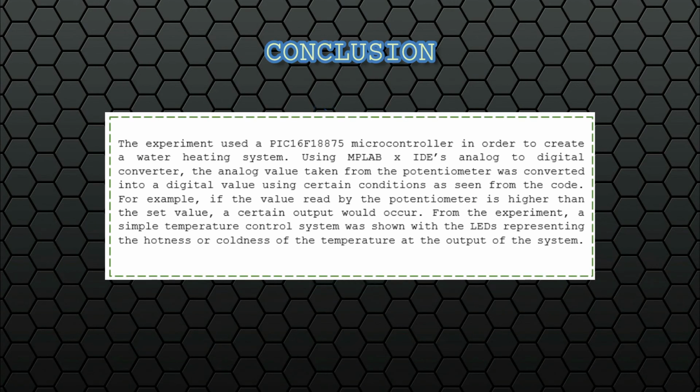The experiment used a PIC16F18875 microcontroller in order to create a water heating system. Using MPLAB X IDE's analog to digital converter, the analog value taken from the potentiometer was converted into a digital value using certain conditions as seen from the code. For example, if the value read by the potentiometer is higher than the set value, a certain output would occur. From the experiment, a simple temperature control system was shown with the LEDs representing the hotness or coldness of the temperature at the output of the system.